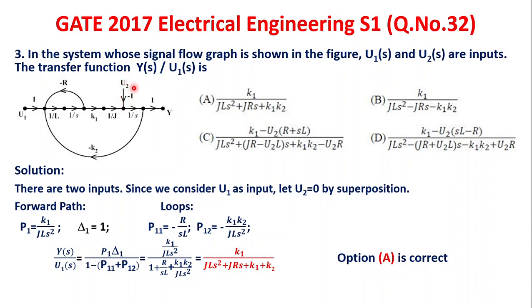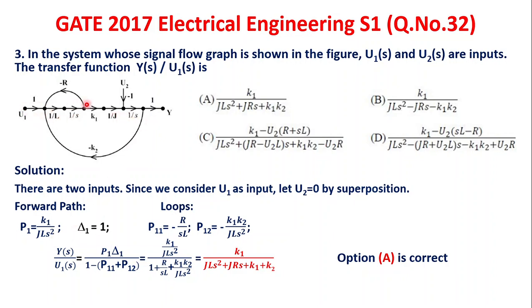So we want to find out Y of s by U1 of s only. Therefore, this only we have to see. So this problem becomes a simple problem. So what is the first forward path? From here to here, here to here, here to here, here to here. So 1 by L, 1 by S, K1, 1 by J, 1 by S. So if you multiply, all K1 in the numerator, and denominator L, S, J, S. So JL square, that's all.